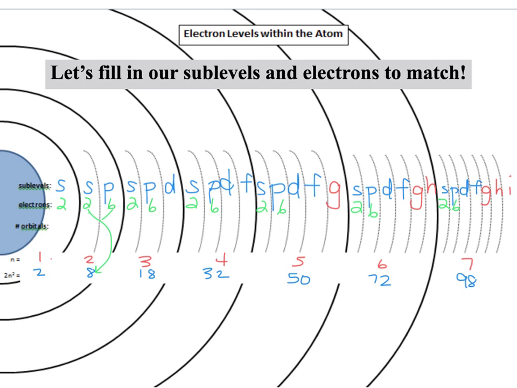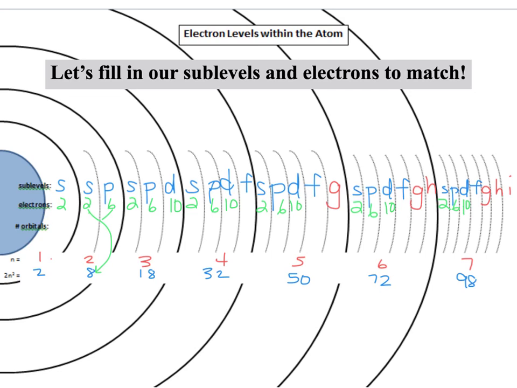Then I go to the third level. If the third level holds 18, the S and the P combined have 8 of those, so that means the D must have the remaining 10. So the D sublevel holds 10 electrons.